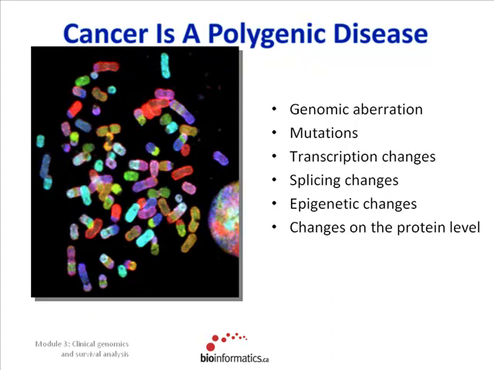So the aberrations in cancer happen on practically all levels of cellular function, starting from the genome level, and these are genomic aberrations such as inversions, copy number changes, deletions, translocations. Then there are point mutations within important genes. The next level is the changes in the transcription level, and those are differentially expressed genes that we were talking about yesterday in great detail. Then we have changes in splicing regulation. It can be aberrant splicing due to mutations. It can be altered regulation of splicing. There are changes on the epigenetic level, and of course changes on the protein level.